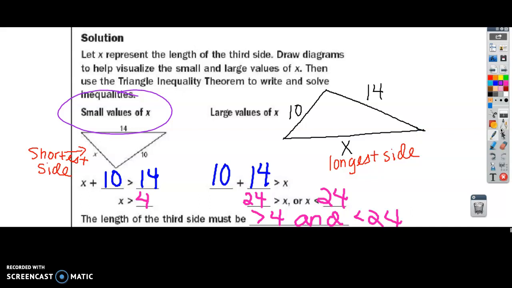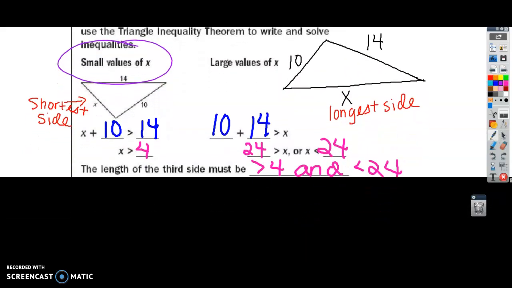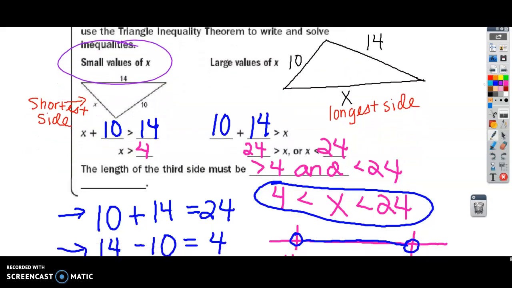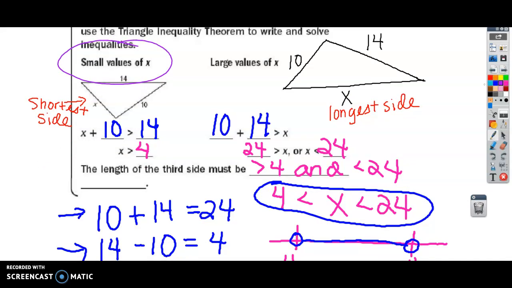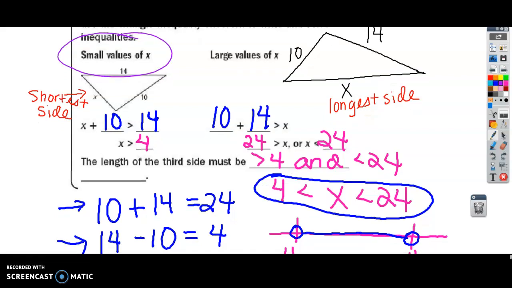So the way we write that is as an inequality, and here it is circled in blue. 4 is less than x is less than 24. The easiest way to get those numbers is to add the two numbers up, 10 and 14, and subtract the two numbers, and the biggest number is always first when you subtract, and you get your boundaries.